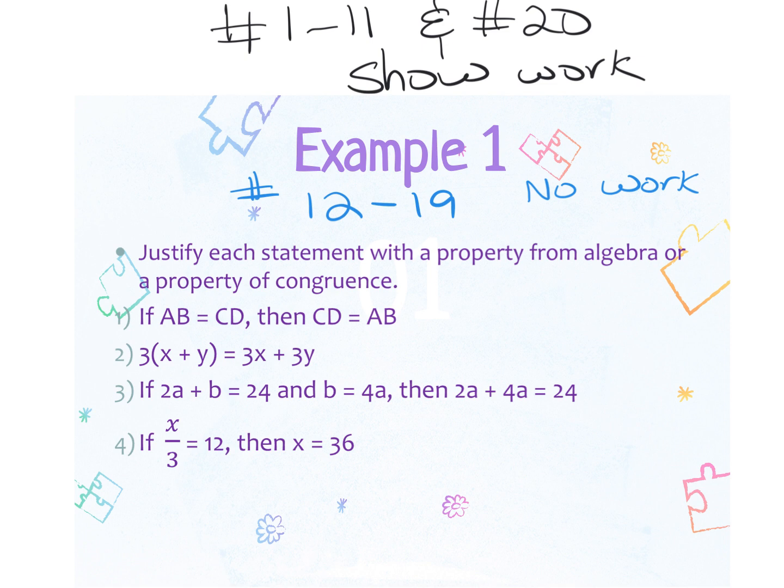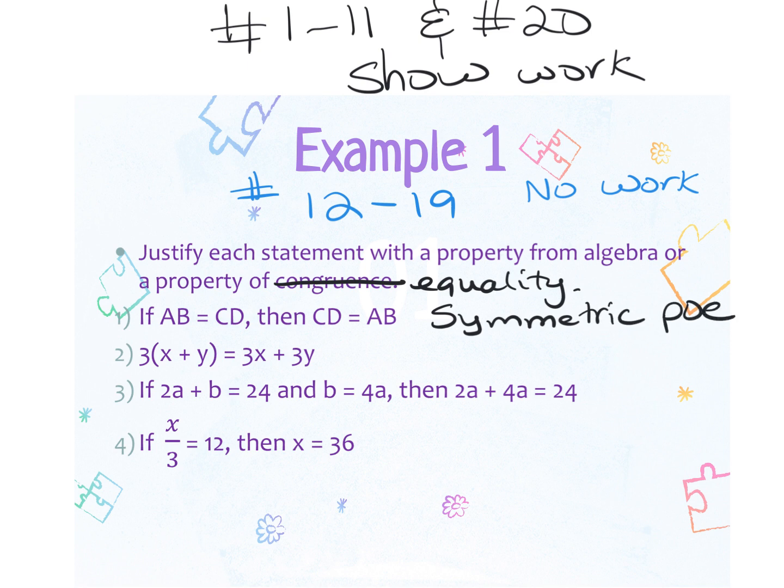So the first one, it wants us to justify each statement with a property from algebra or a property of congruence. Now, it's not congruence. We're going to change that word. That's a typo. It should be equality. We haven't learned the properties of congruence yet. That's coming up. So equality is what we just talked about. So if AB equals CD, then CD equals AB. Notice the order has switched here, making this the symmetric property of equality. And again, you could abbreviate POE as property of equality. If you just tell me symmetric, I will accept that.